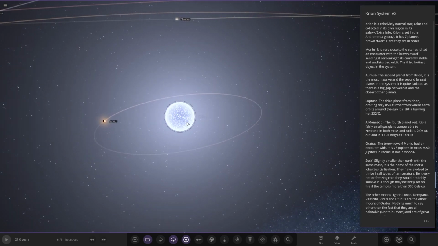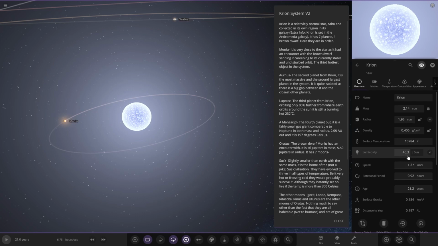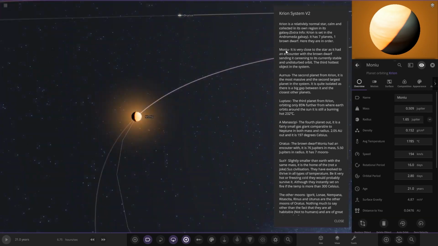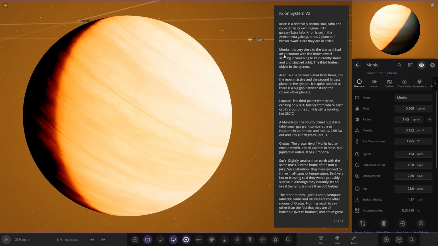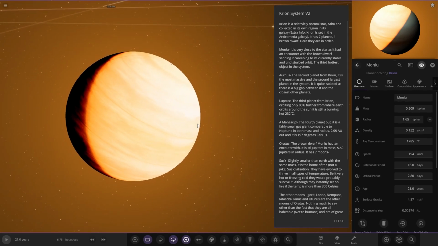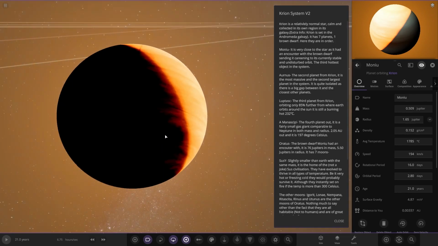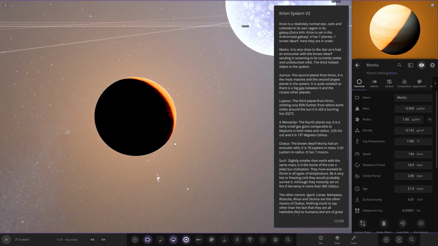Okay, so Cryon itself, a star. A little bigger than the sun in all of its stats, more luminous as well. But onto the first of the planets. So we have Moniu. It is very close to the star as it has had an encounter with the brown dwarf, sending it into its currently stable and undisturbed orbit, the third hottest object in the system. It's a lot closer than all the other ones though.